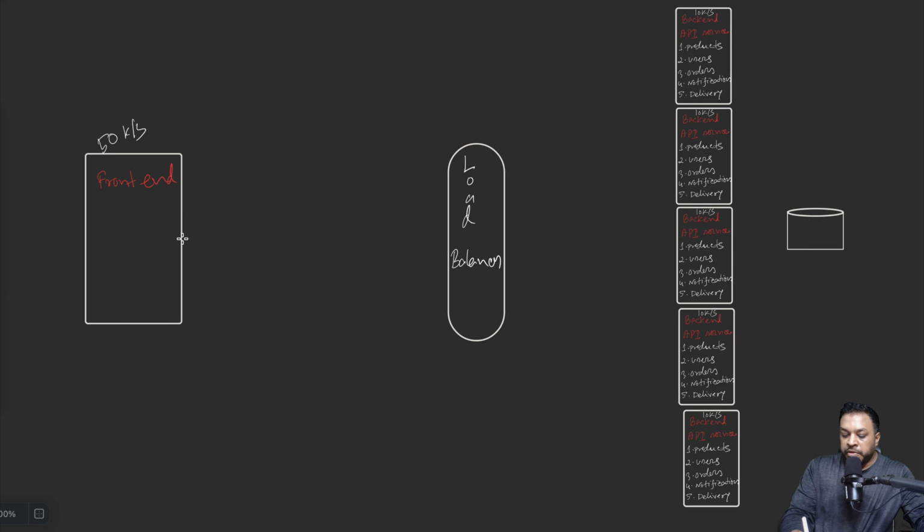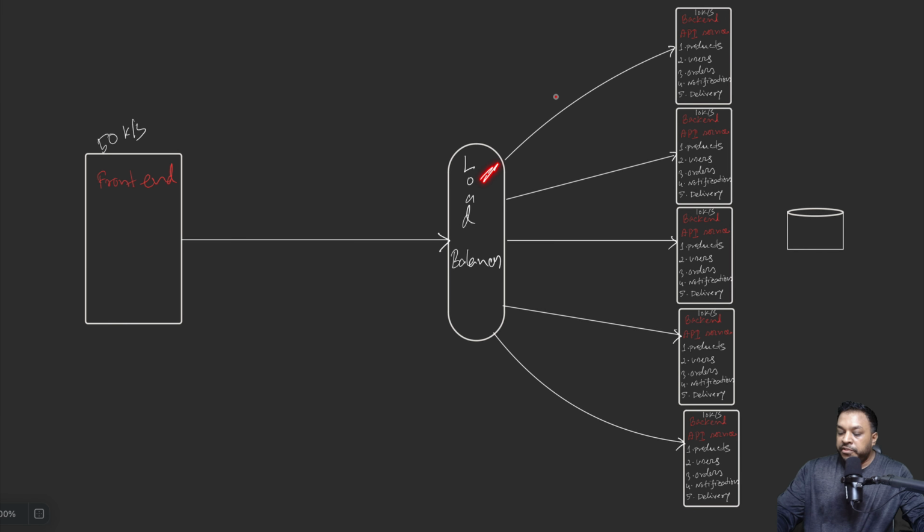Now from the front end, the request will go to the load balancer, and the load balancer will remain connected with all the servers. So the load balancer will basically distribute the requests to the servers. And how will it distribute? It depends on the load balancer algorithm. There are many kinds of algorithms like round robin, weighted round robin, least connection, weighted least connection, or you can even develop your own custom algorithm for the load balancer.